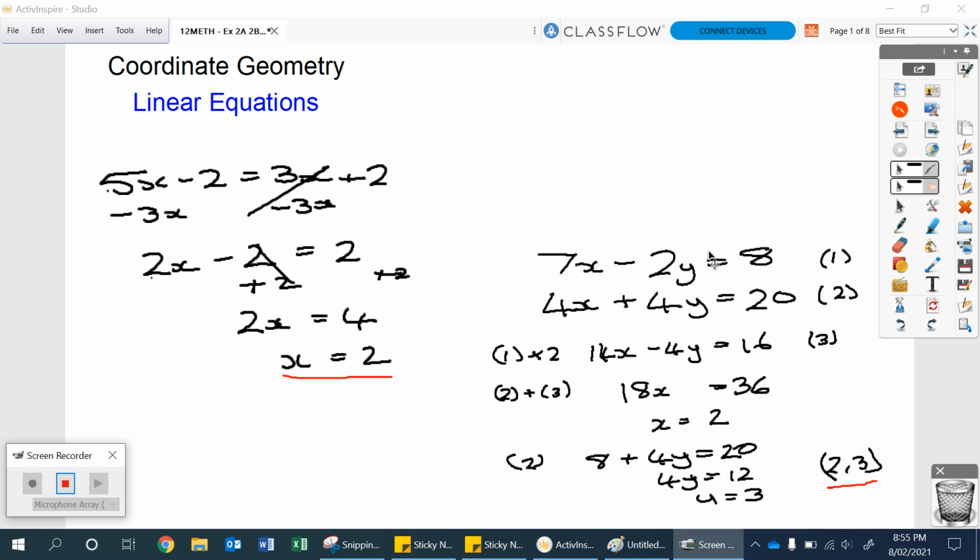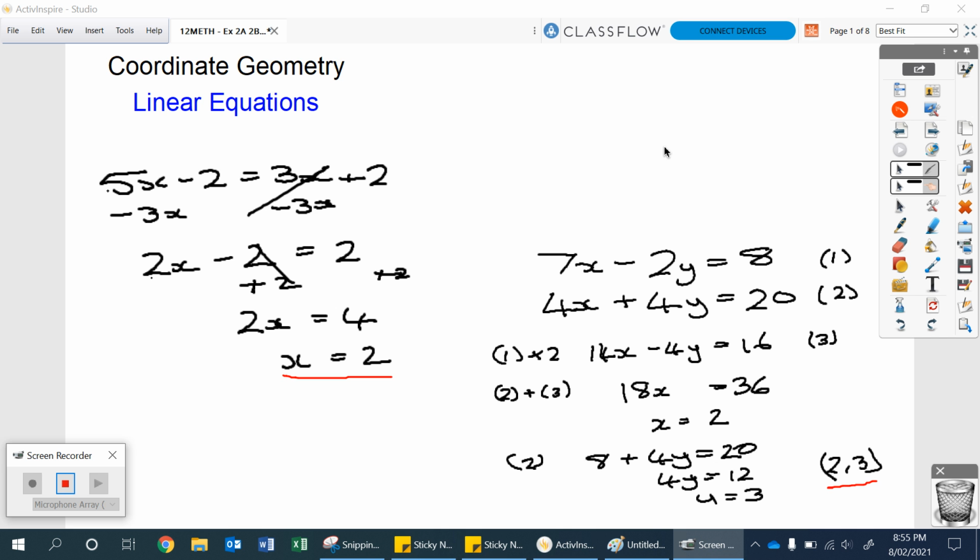And I'll just pick one of these equations to sub into. I'm going to pick equation 2. So 4 times 2 is 8, because x equals 2, plus 4y equals 20. Minus the 8, so we end up with a 12 over here. 4y equals 12, so then y equals 3. So the solution to our equation is x equals 2, y equals 3, or the coordinate 2, 3.